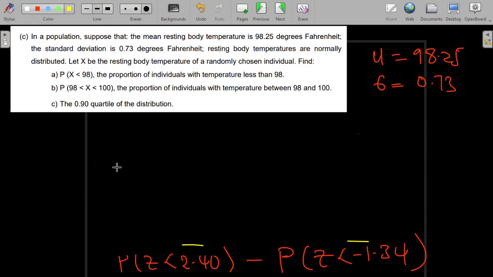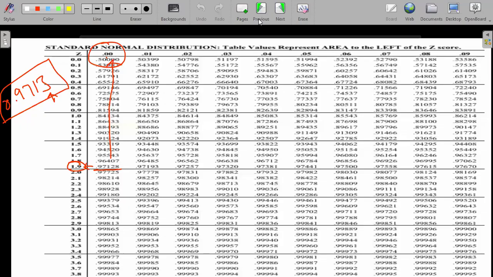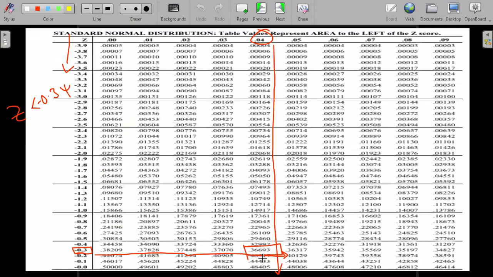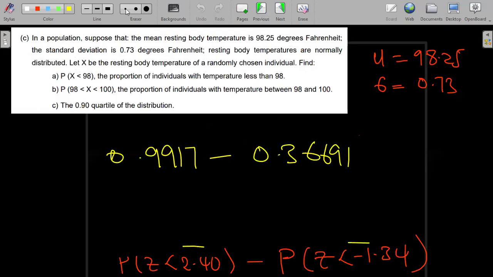The probability that z is less than 2.40 is simply 0.9917. Please confirm, or a number that is very close to this, minus the other probability here, which we already found. It was 0.36691, something like that. Let me check this one here. What was it? Was it here? No, the other side. This one, 0.36693. Okay, so there's a 3 at the end there, not a 1.